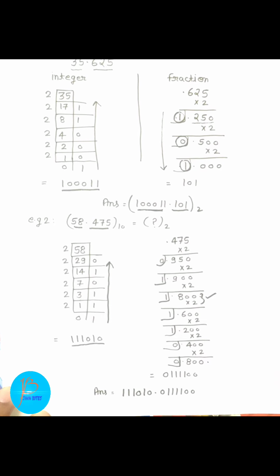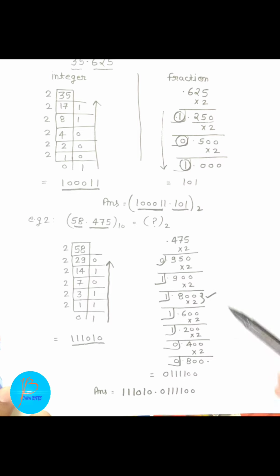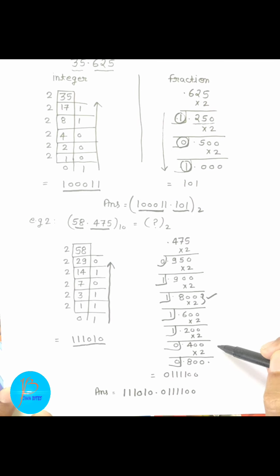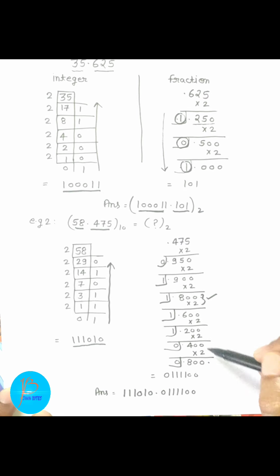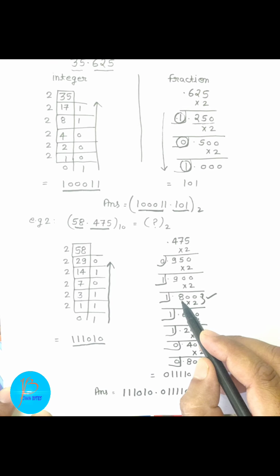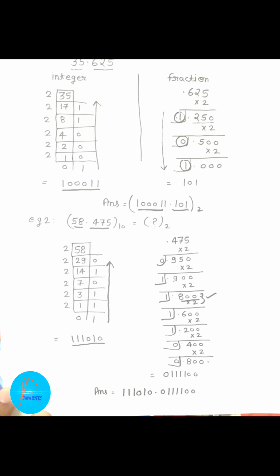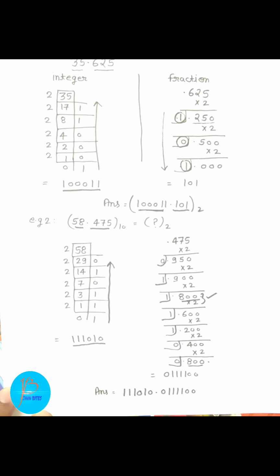Okay children, many times it happens that your fractional part does not turn to 0 while multiplying it by 2. So in many situations a scene can appear something like this. Here you have to stop the calculation at the point when a fractional number repeats itself. As you can see, in the third step it was 0.800, and again in the seventh step I got 0.800. So here I will stop, children.